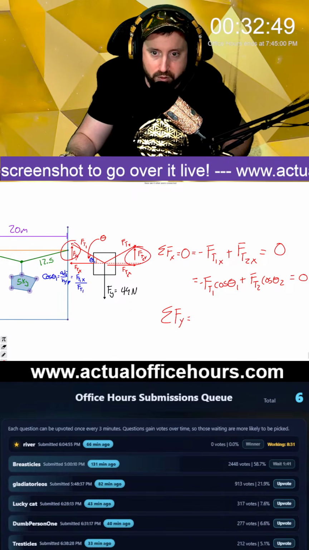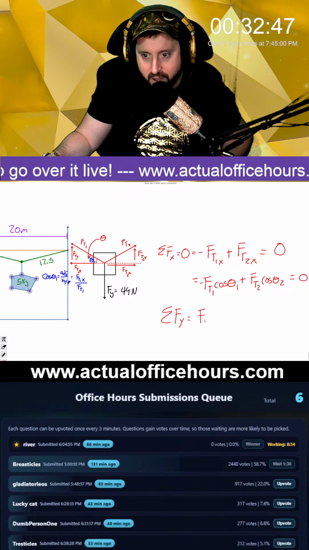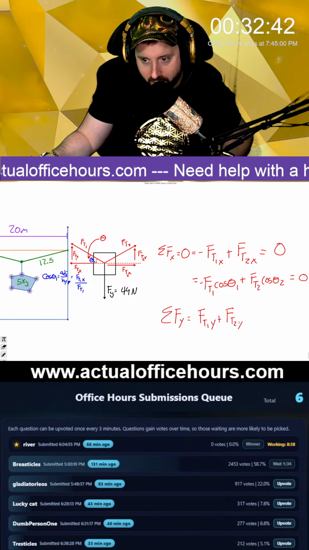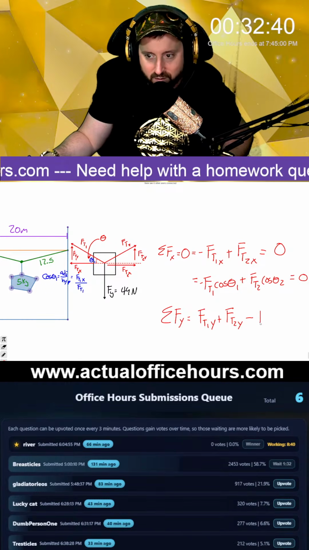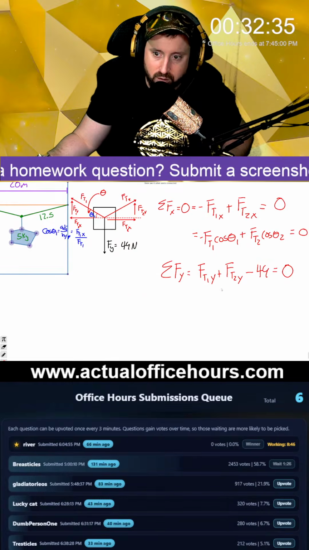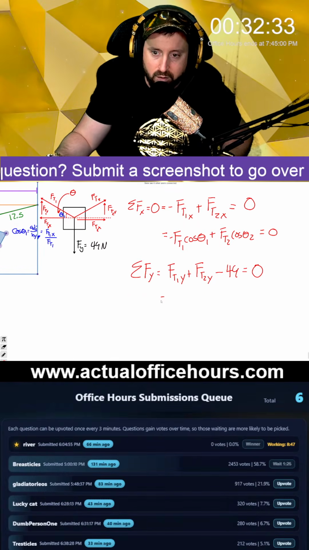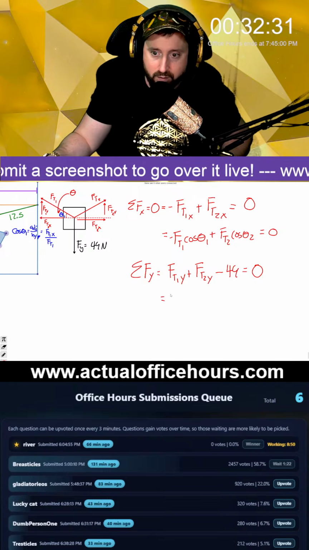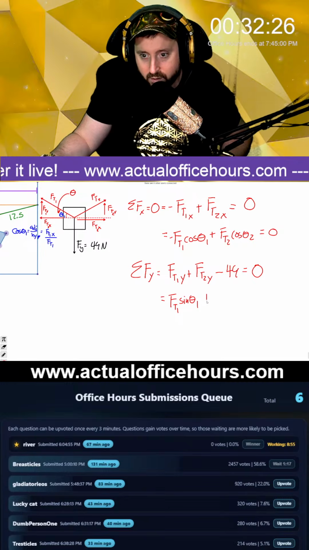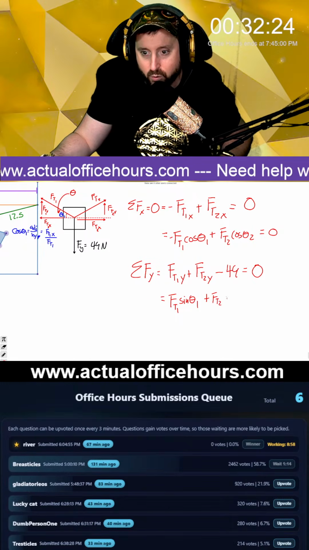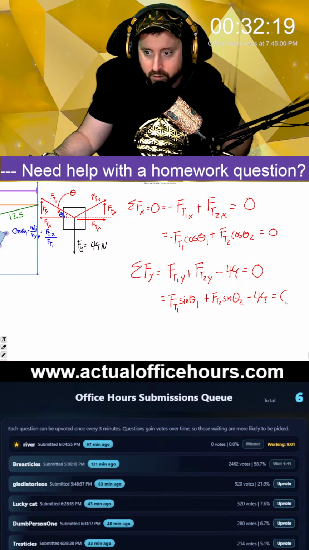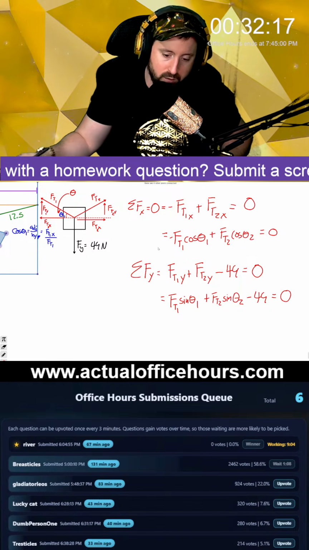So now we have both of these pulling up. So this is going to be ft1y plus ft2y minus Fg, which is 49 newtons, and that's equal to 0. And then by the same trig thing here, this is going to be ft1 sine theta 1 plus ft2 sine theta 2 minus 49 is equal to 0. Does that all make sense so far?